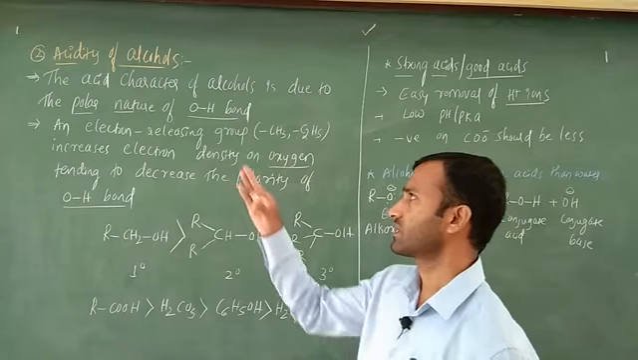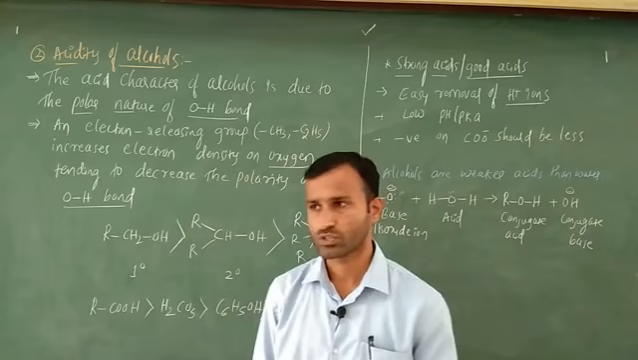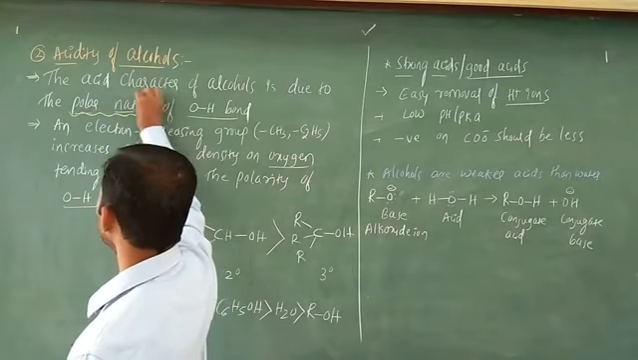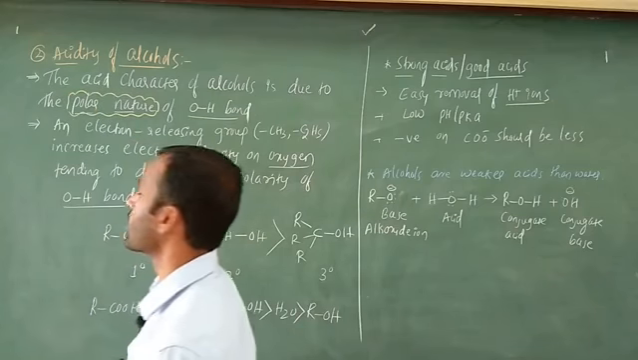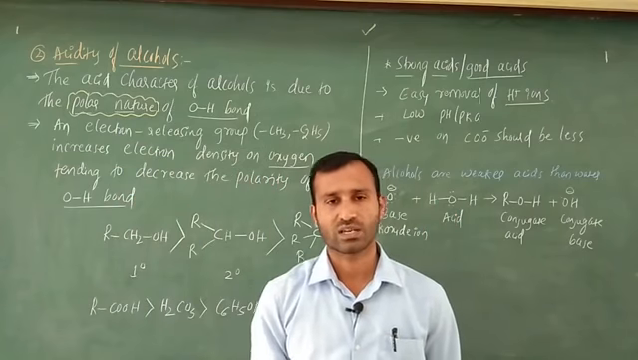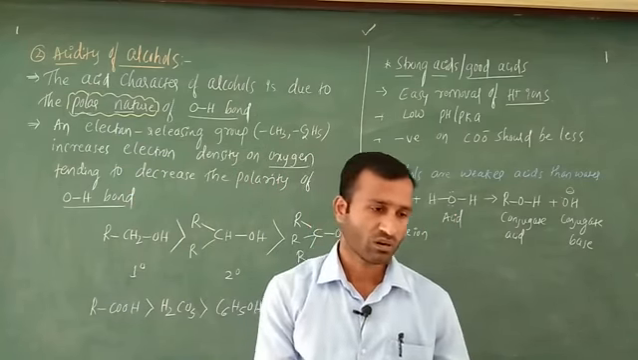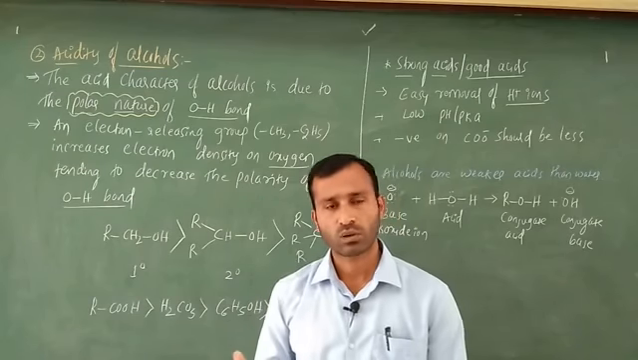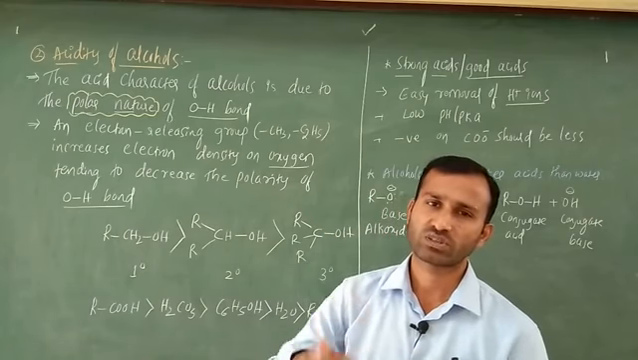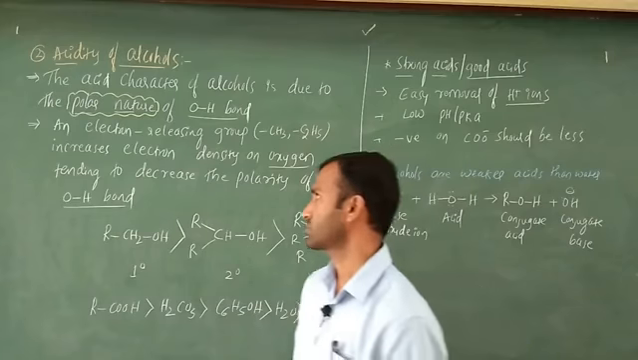The acidic character of alcohol is due to the polar nature of the OH bond. This is the most important point, the polar nature. What is the meaning of polar nature? Polar means having one positive and one negative charge. Non-polar means not having both charges, positive and negative; it may be only positive or only negative, depending on the situation and condition.